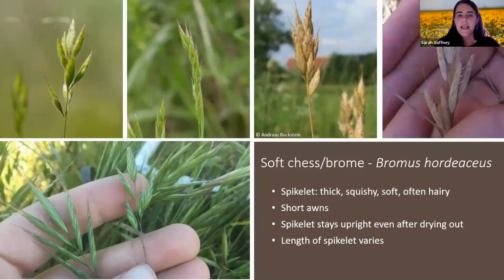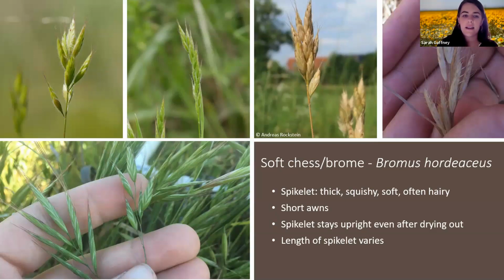Their spikelets are very thick and squishy, so it's very soft, as for its name, and it's often very hairy, but sometimes it's not as hairy, so it can change in appearance a little bit. The awns, so the little hairs that stick up out of each seed, are quite short, but the spikelet, so this whole cluster of all of those seed heads, stays very upright even after drying out.